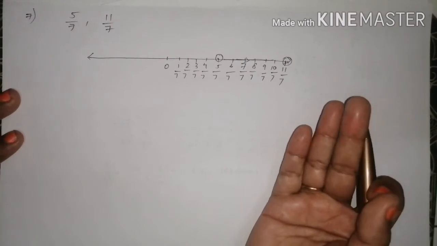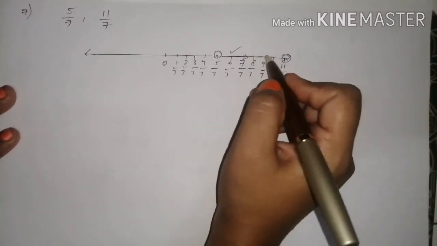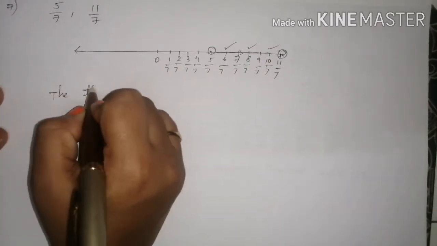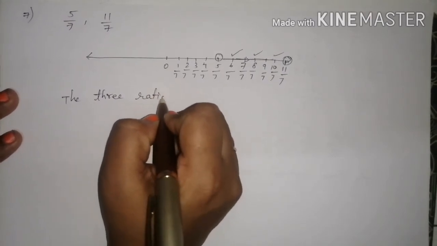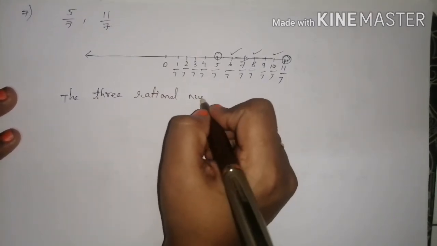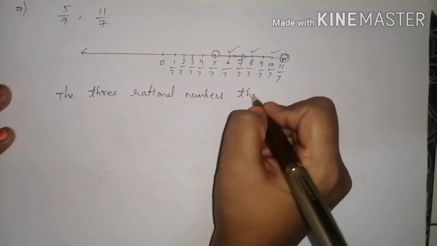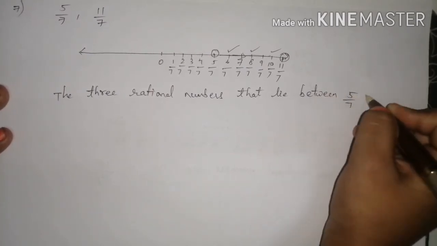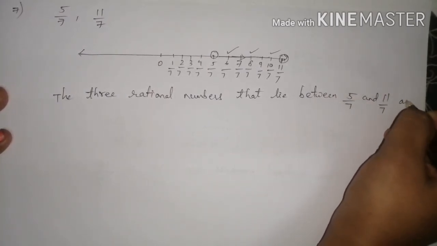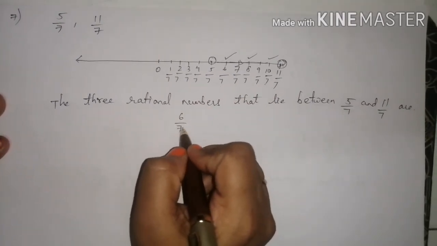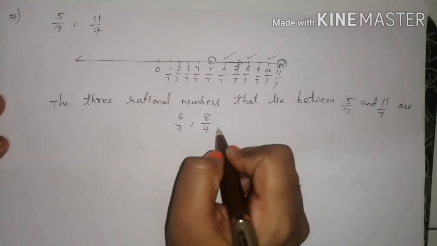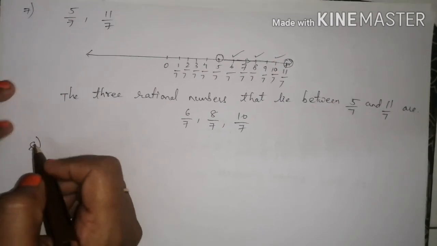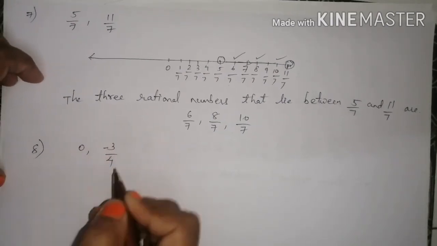So between this 5 upon 7 and 11 upon 7, between these two there are so many rational numbers coming. You can take any three because we want any three. I am taking 6 upon 7, 8 upon 7, and 10 upon 7. So therefore the three rational numbers that lie between 5 upon 7 and 11 upon 7 are 6 upon 7, 8 upon 7, and 10 upon 7. Any three you can take. So last one, eighth one, 0, minus 3 upon 4.